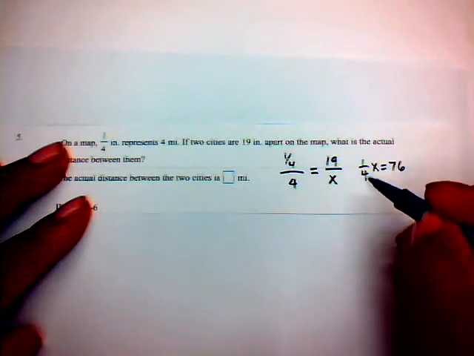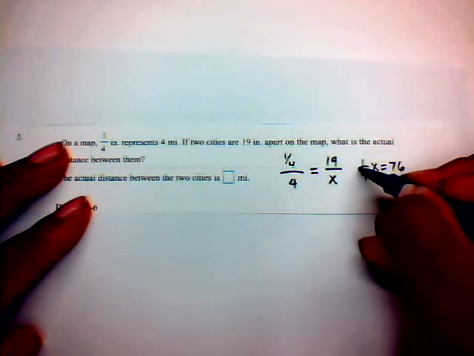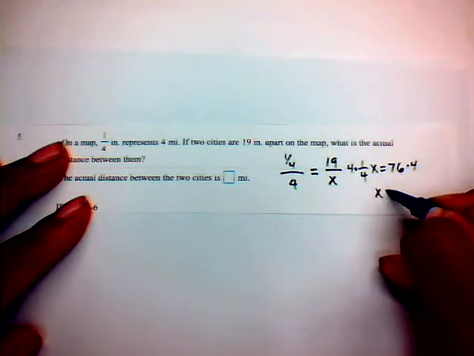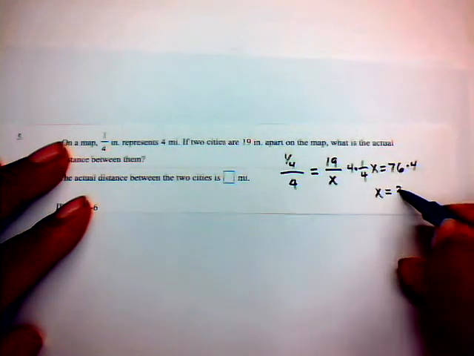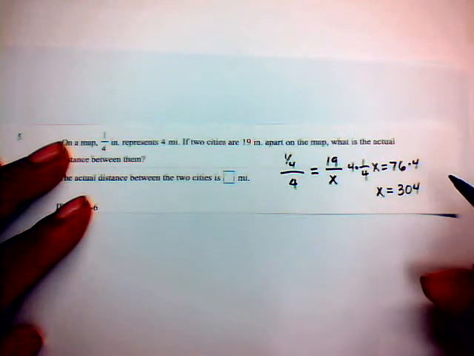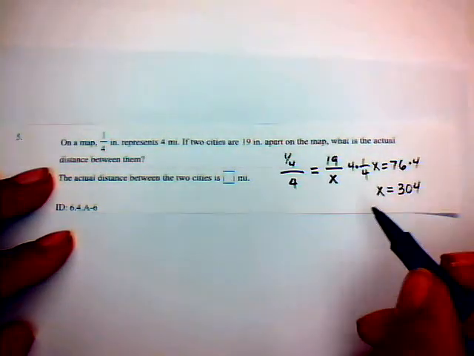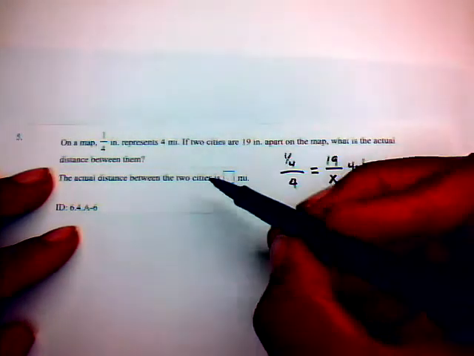Now the next step is to multiply by 4, which is the reciprocal of 1/4, and you'll end up getting 304. So the actual distance between the two cities is 304 miles.